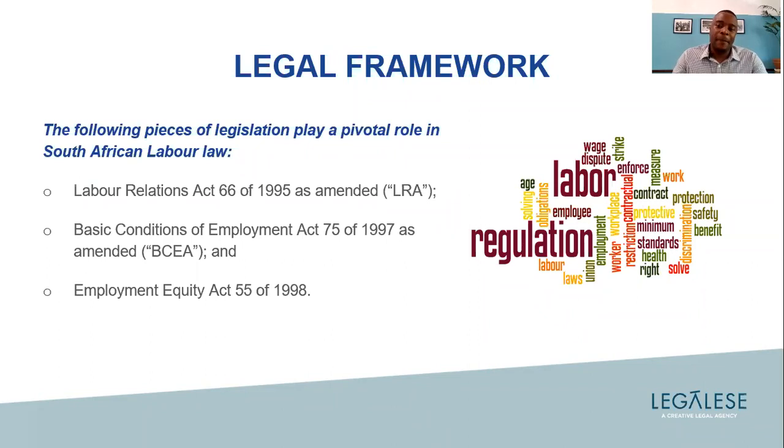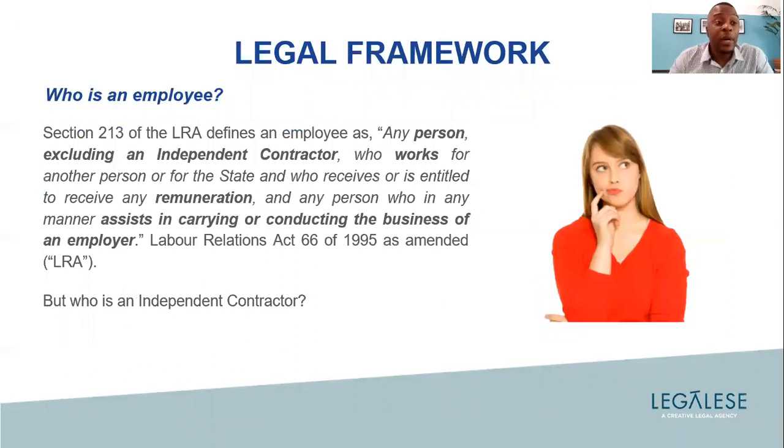Right. Now that we know what legislation applies to employees and employers, let's move on to the definition of an employee. It's quite important that we define the employee, and we'll also move on to define who an independent contractor is. Now, Section 213 of the Labor Relations Act defines an employee as any person, excluding an independent contractor, who works for another person or for the state and who receives or is entitled to receive remuneration.